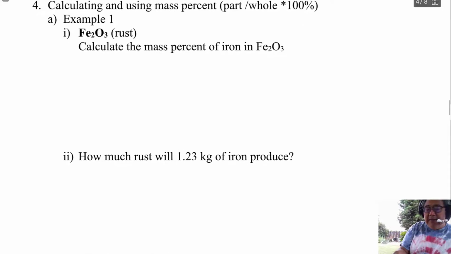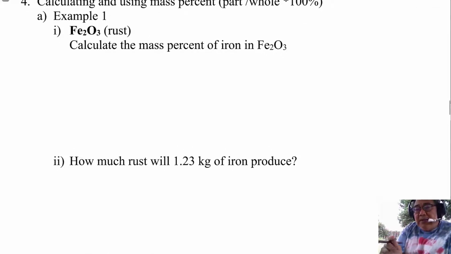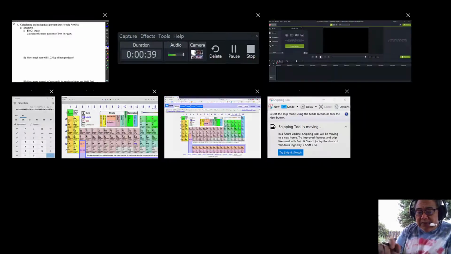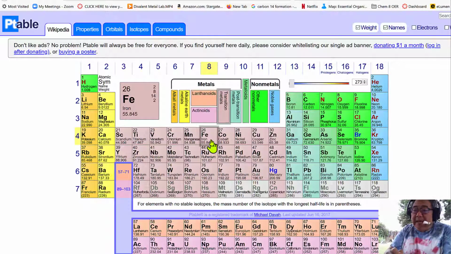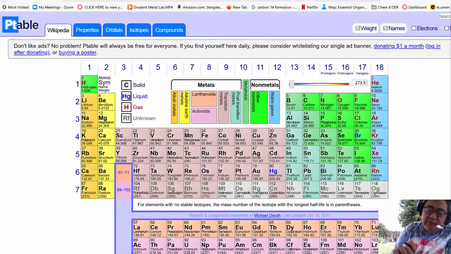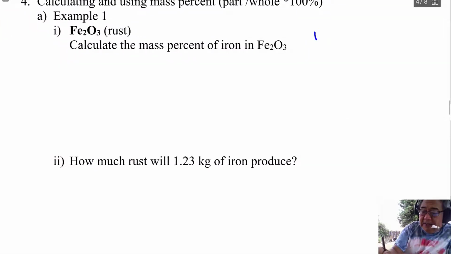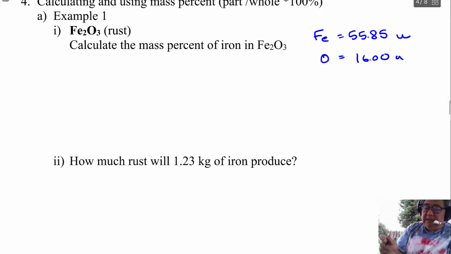So what we're going to do is calculate the mass percent of iron in Fe2O3 from its chemical formula. Part of what we'll need for this is the atomic masses for iron and oxygen. We haven't looked at iron very much, so let's pull iron up. Iron is 55.85. So I know Fe is 55.85 atomic mass units, and then we know oxygen as being 16.00 atomic mass units.